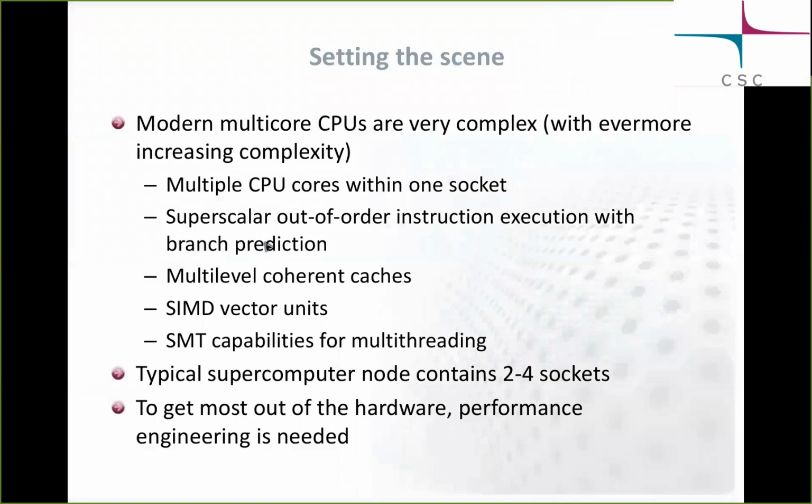The story starts from the fact that the CPUs, the processors that we are using in our computers and supercomputers, are very, very complex devices with ever-increasing complexity. The CPUs of today consist of multiple cores within one socket. That already gives a level of parallelism and all kinds of considerations that we need to worry about when talking about application performance.